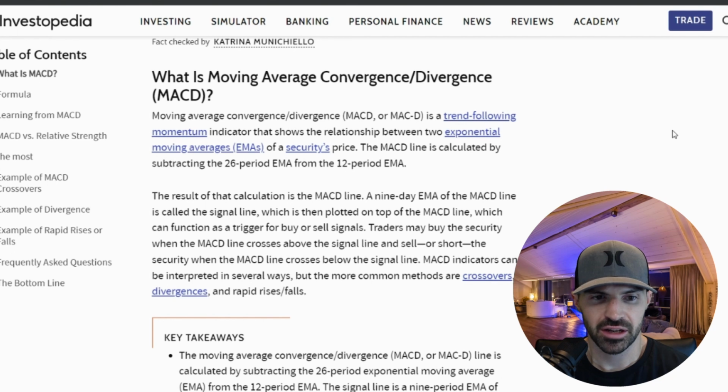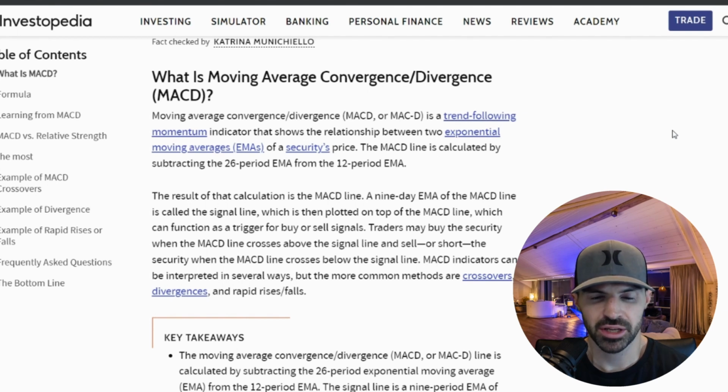The MACD line is calculated by subtracting the 26 period EMA from the 12 period EMA. The result of that calculation is the MACD line. A 9-day EMA of the MACD line is called the signal line, which is then plotted on top of the MACD line, which can function as a trigger for buy or sell signals.